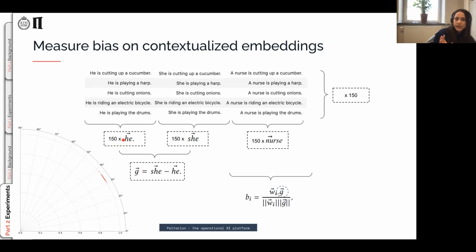Those are contextualized, so those are different. They are not the same every time, because the word he is in a different sentence every time. So we have 150 different he embeddings. The same for she, and the same for an occupation. What we want to do is find a gender direction in T5's embedding space.